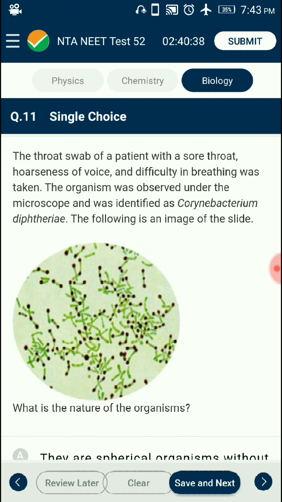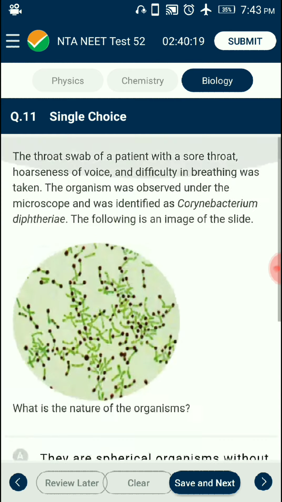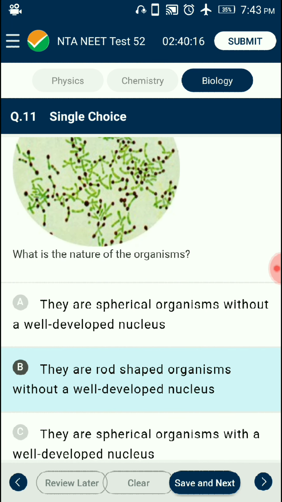Corynebacterium diphtheriae is a bacterium, that means it is a prokaryote without a well-developed nucleus. When you observe these bacilli, that means they are rod-shaped. They are rod-shaped organisms without a well-developed nucleus. So the answer is option B.